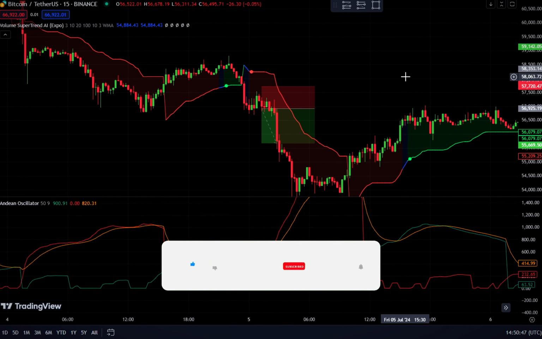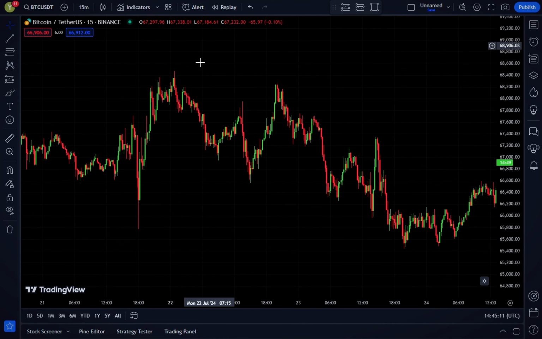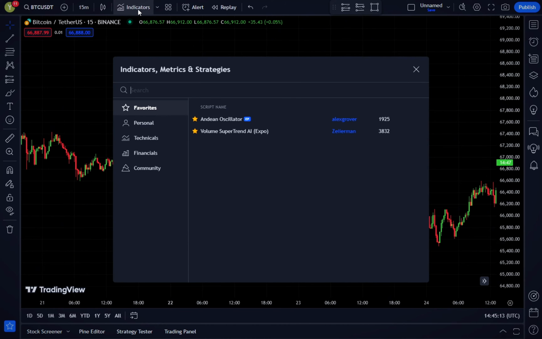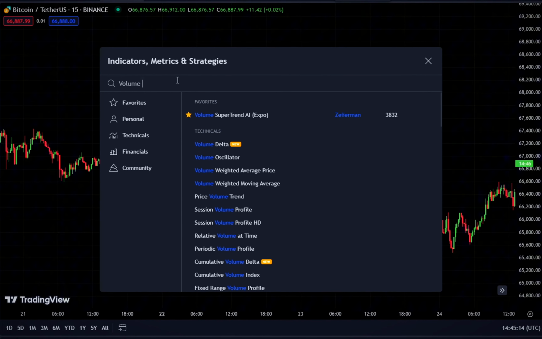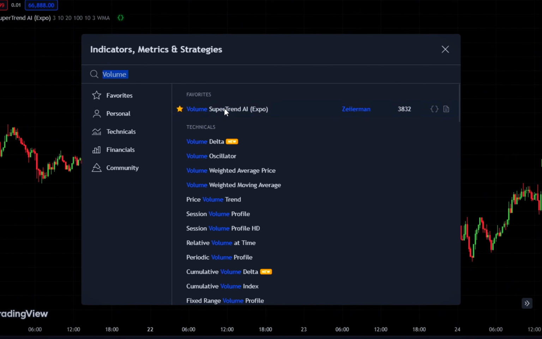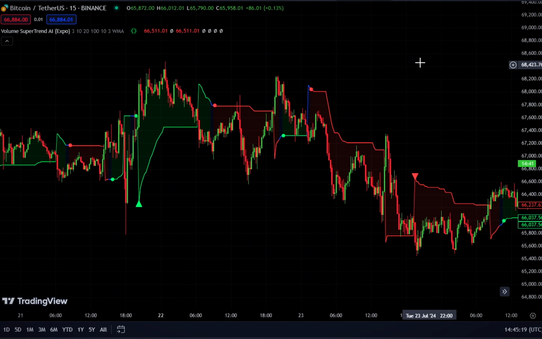Let's get started. To use this trading strategy, you can go to TradingView, then go to the Search Indicator tab. In the Search Indicator tab, type Volume Super Trend AI. Then select Volume Super Trend AI by Zmin.